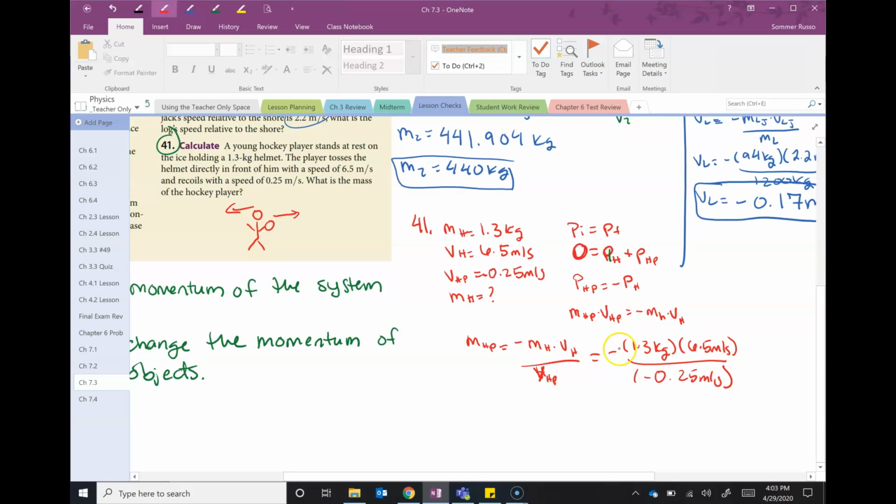Notice the fact that I have a negative here and a negative here. That's going to cancel all my negatives so that I do have a positive mass, since mass cannot be negative. And we do get the fact that the mass of our hockey player is 33. Do go ahead and round that to sig figs. My handwriting got crazy. Mass of our hockey player is going to be 34 kilograms.